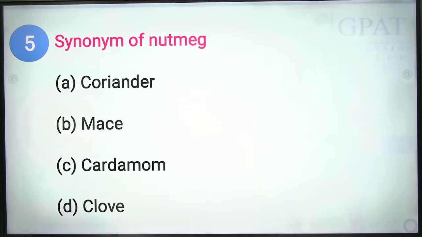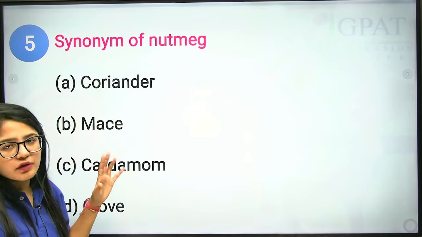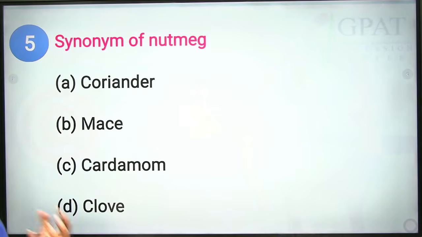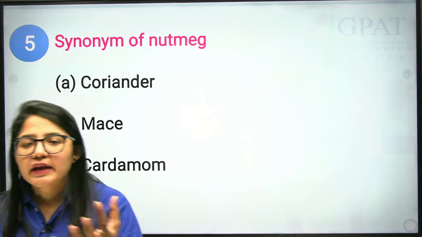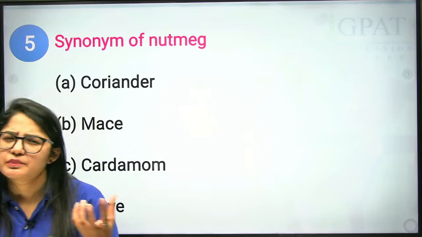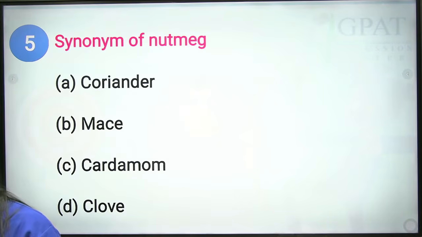Now question number 5. That is, the synonym of nutmeg. What is a synonym? Okay, obviously coriander is not a synonym. Cardamom and clove are also not synonyms. Mace: nutmeg and mace both come from the same plant, which is known as Myristica fragrans. Clear?